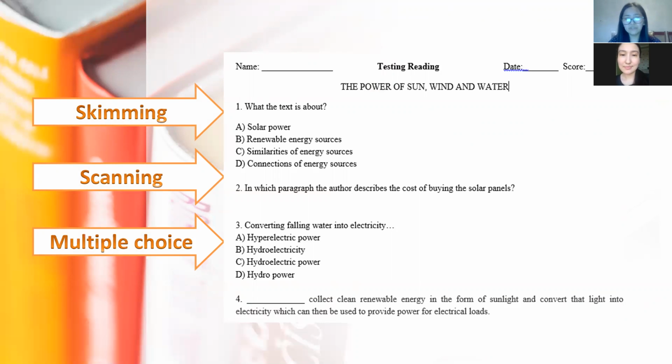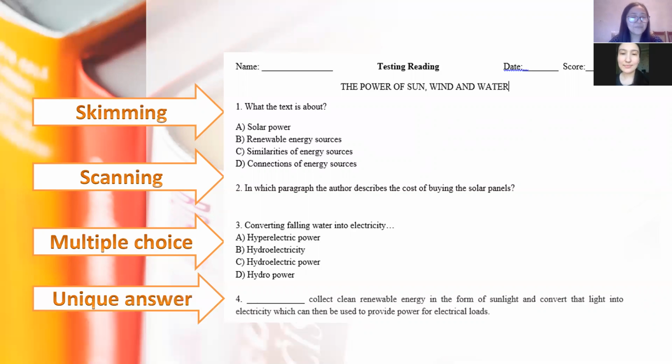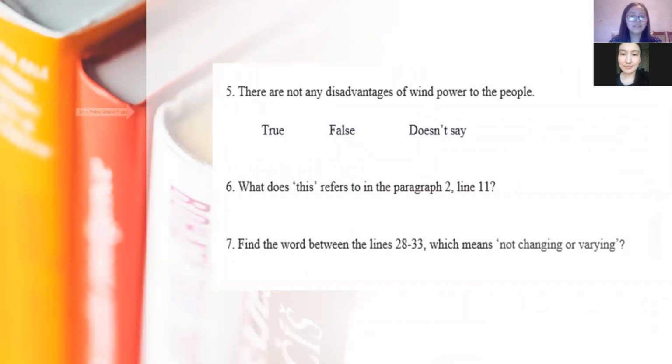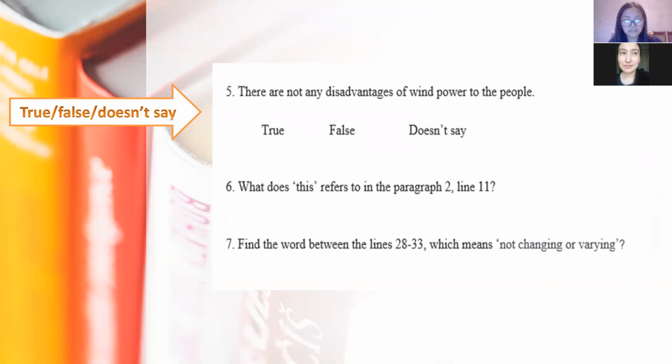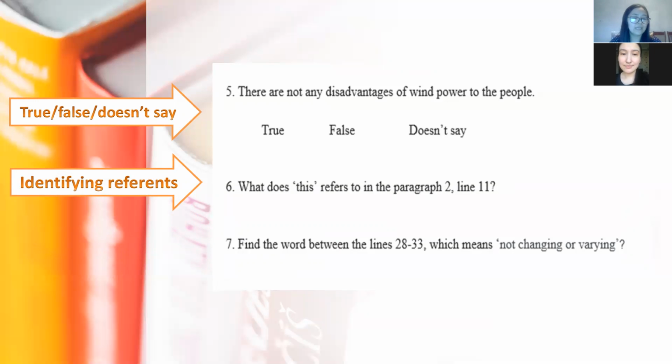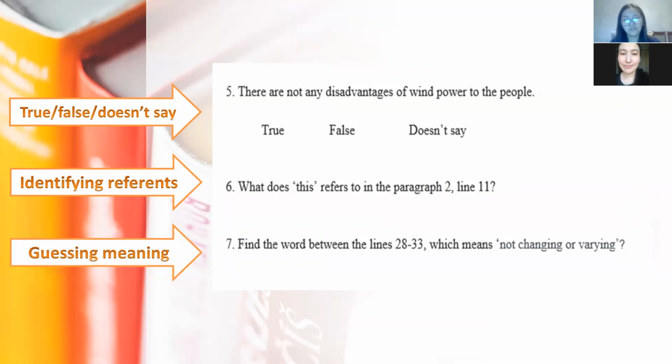Actually, most teachers believe that multiple choice is one of the easy types of question, like a yes or no question, but it's not actually. Then a unique answer: here students should find the word which means this definition. The next is true, false, doesn't say: there are not any disadvantages of wind power to the people. The sixth: what does this refer to in paragraph 2, line 11? This is identifying reference. The last one is guessing meaning. Students should find the word between lines 28 and 33 which means not changing or varying. This was just an example of all these kinds of questions.